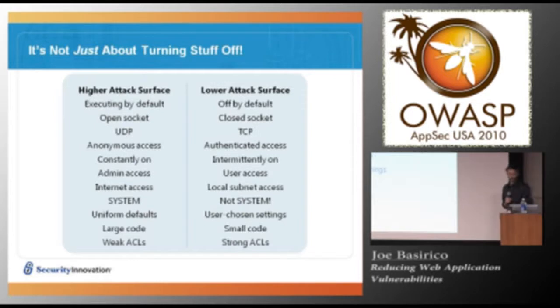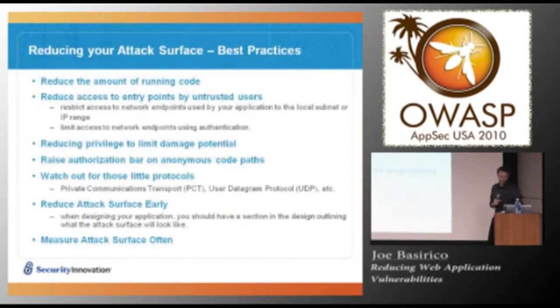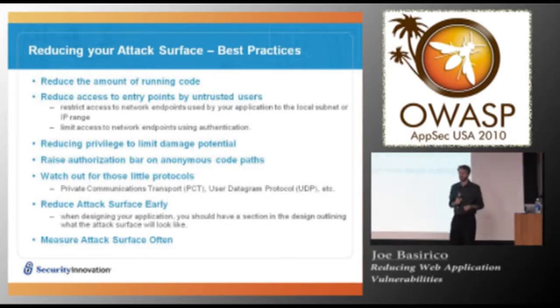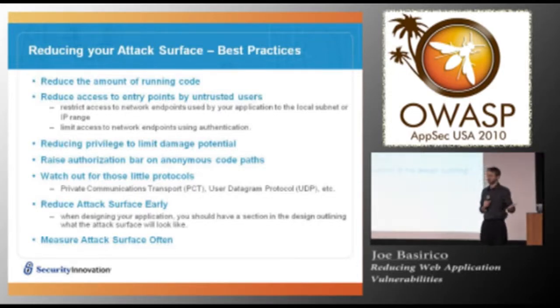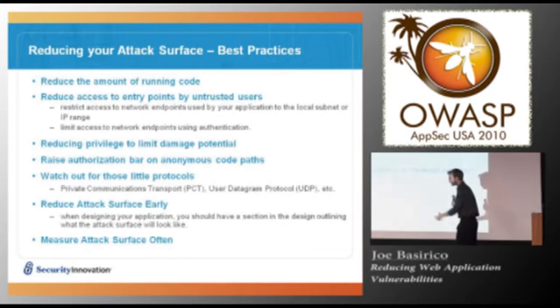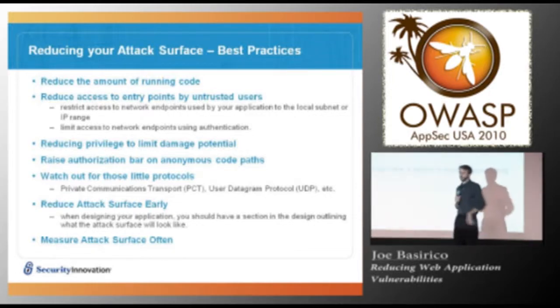Reducing the number of lines of code is another way we can do this. First of all, reduce the amount of running code. A feature that's not turned on isn't vulnerable. If you don't install that module, it won't be vulnerable.